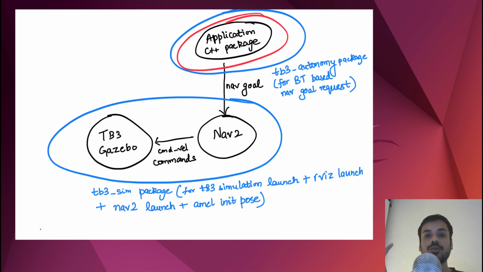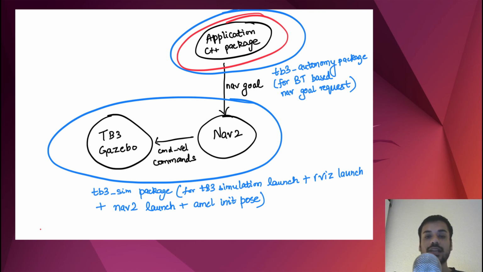Of course, you'll need a lot more tuning because the real world is very different from simulation, but in this application C++ package, you will compute whatever you want and you would decide where the robot should go. For instance, if you also have vision components in your system, your C++ application package will also decide where the robot should go based on the vision component of things. So where you find the object is where the robot should go, and then it'll give a nav goal to Nav2.